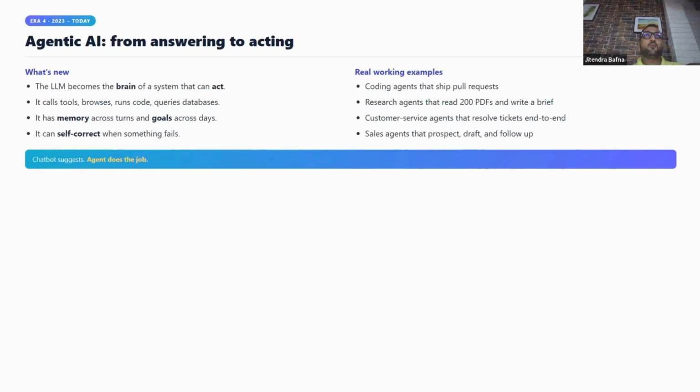You can also define the goal, like what this particular agent needs to do, right? It can also self-correct when something fails, right? And it can also learn from the previous data, like previous outputs, right? So that is what the agentic AI does basically, right?